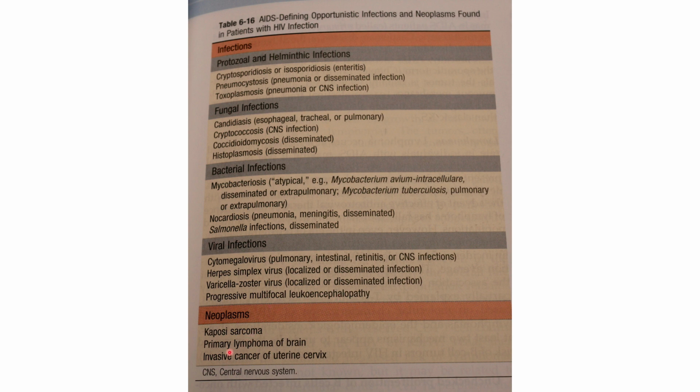Kaposi sarcoma, primary lymphoma, and invasive cancer of the uterine cervix, or other possibilities which can and do occur. Kaposi's has a particular spatial representation which distinguishes it from the historical type of Kaposi's, which is a different disease in terms of etiology, different distribution, and different demographics.